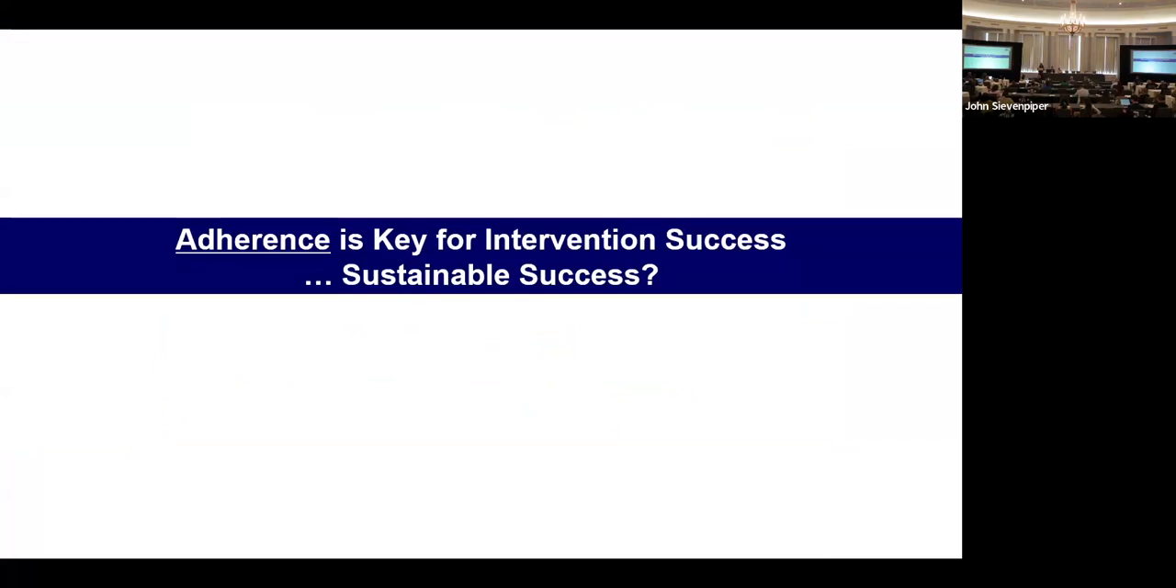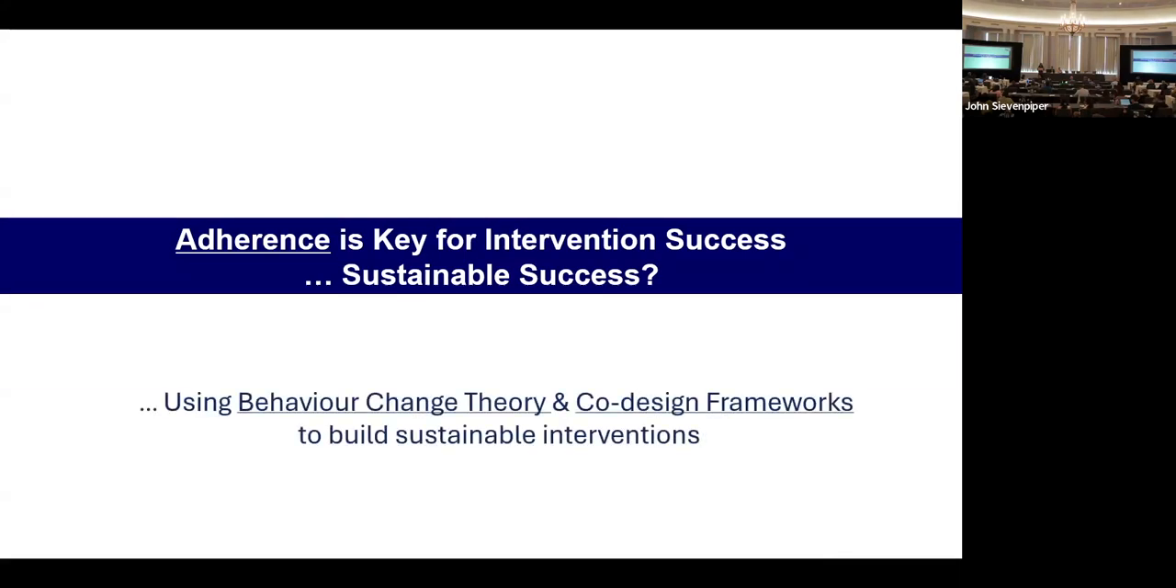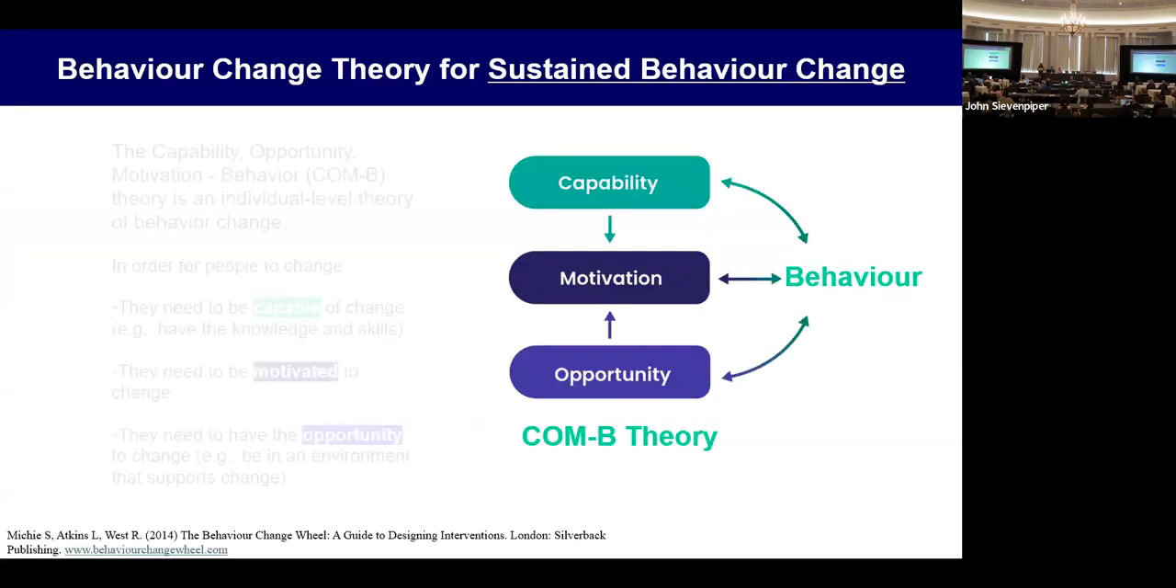So we all know that for any intervention to be successful, adherence really is key. But the other thing that we also want to be thinking about is sustainable success. So that's where we've been working on integrating behavior change theory as well as co-design frameworks when we're building our interventions to help with the sustainability.